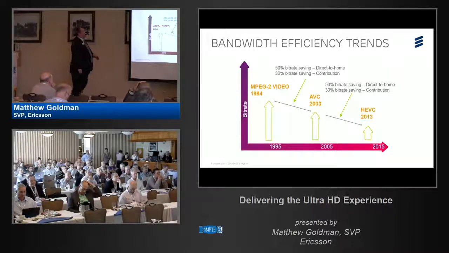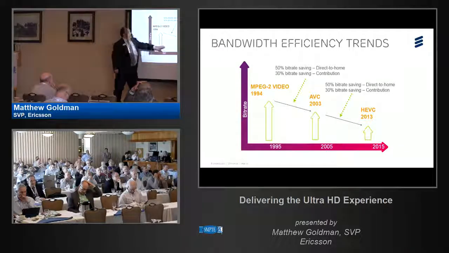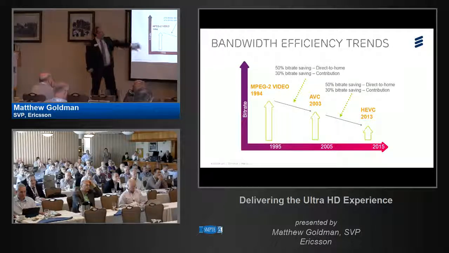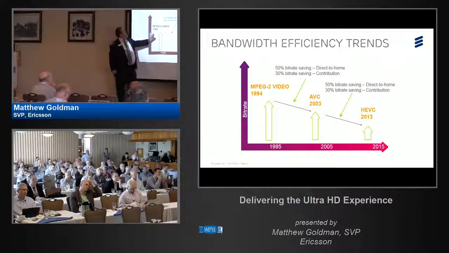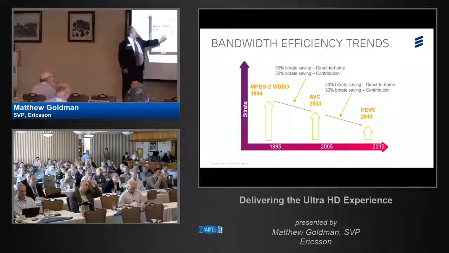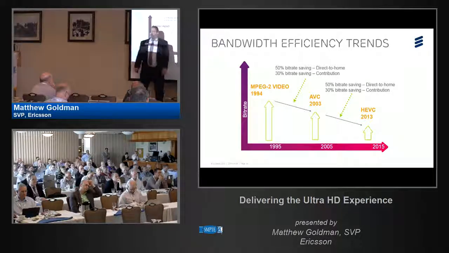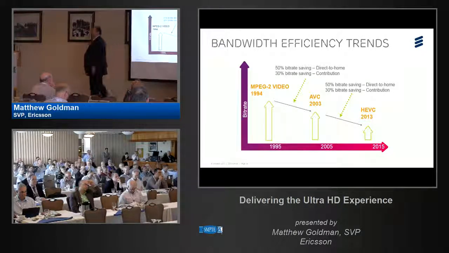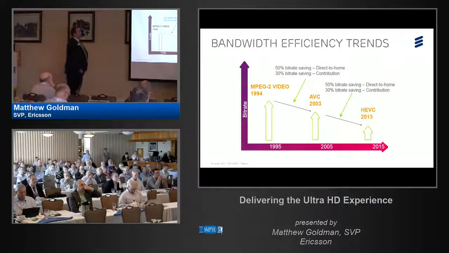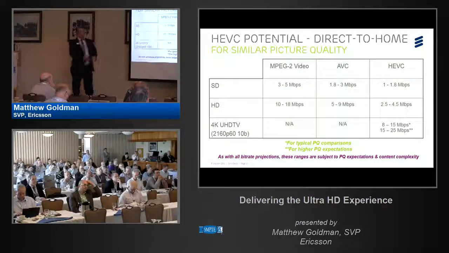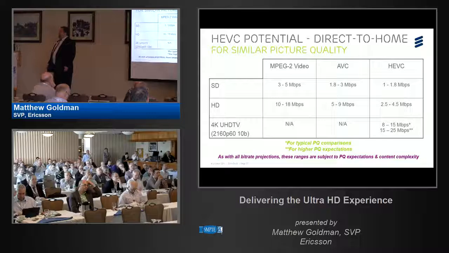MPEG-2 video was standardized in 1994. Then we had MPEG-4 AVC, also known as H.264. By the way, MPEG-2 video is H.262 for those that are geeks. So for direct-to-home or direct-to-consumer, half the bit rate from here to here, 10 years later. Same thing, HEVC came out in 2013, about 10 years later. Half the bit rate again for direct-to-home or direct-to-consumer. Very important, because how are we going to get Ultra HD if it's 12 gigabits per second?